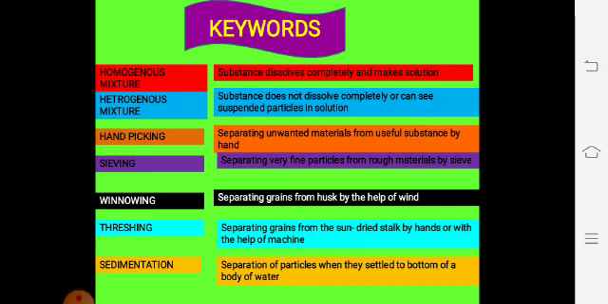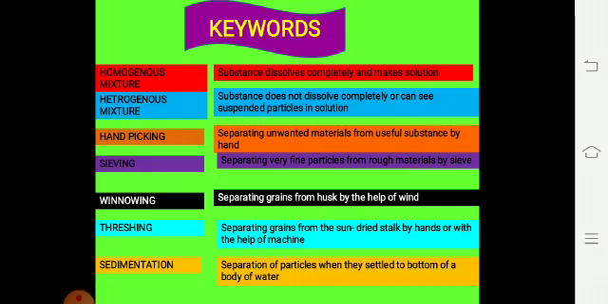Separating unwanted material or component from useful substances by hand is known as hand picking. Sieving. Separating very fine particles from rough materials by a sieve. In Hindi, छानना. हम छलनी लेके छानते हैं ना, उस प्रोसेस को हम क्या कहते हैं? Sieving. Winnowing. Separating grains like wheat, maize, rice from husk with the help of wind or air is called winnowing.